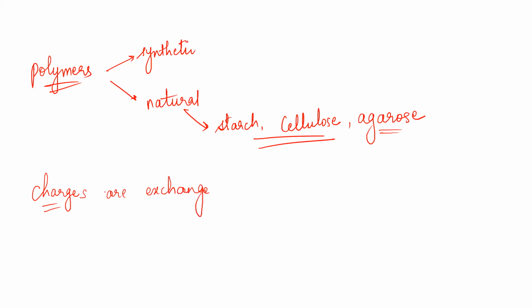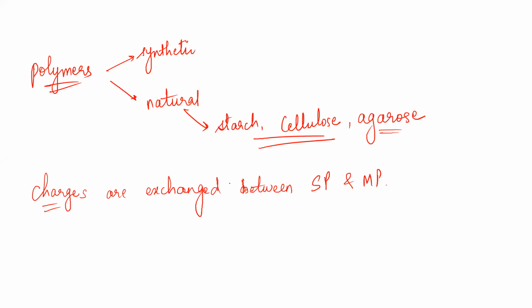So exchange of ionic charges between whom? Who is interacting? It is the stationary phase and the mobile phase that are interacting. So charges are exchanged between the stationary phase and the mobile phase. Okay.